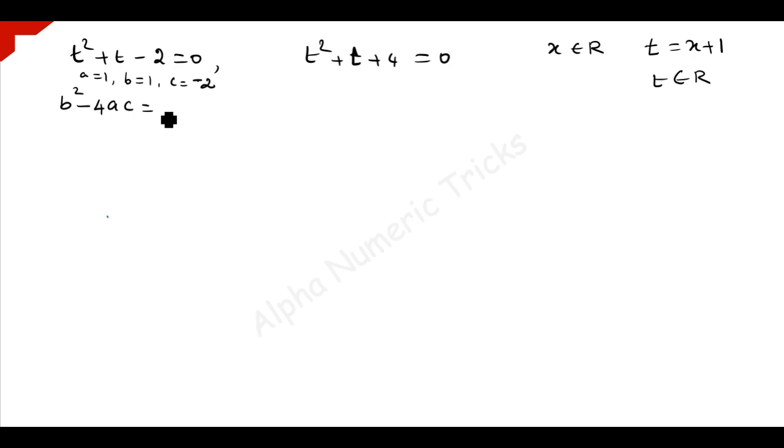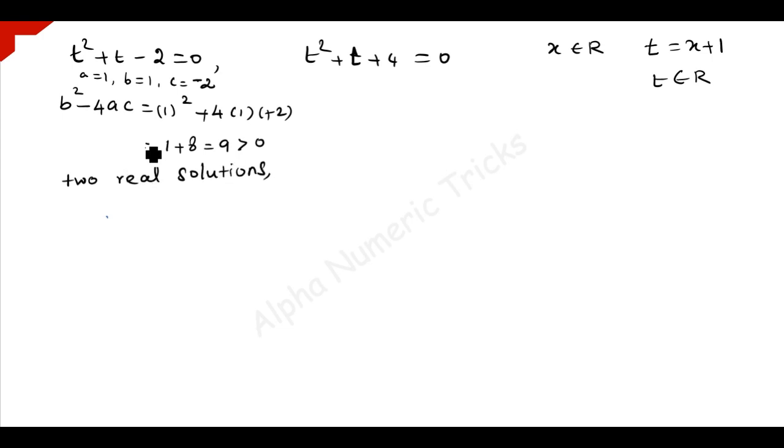So b squared, the b value here is 1. So 1 squared minus 4 times 1 times c, which is minus 2, gives 1, and 4 times 2 is 8. 1 plus 8 is equal to 9, which is positive. So this is positive, so we have two solutions for this problem. So we have two real solutions. Okay, so we can conclude that there are two real solutions.